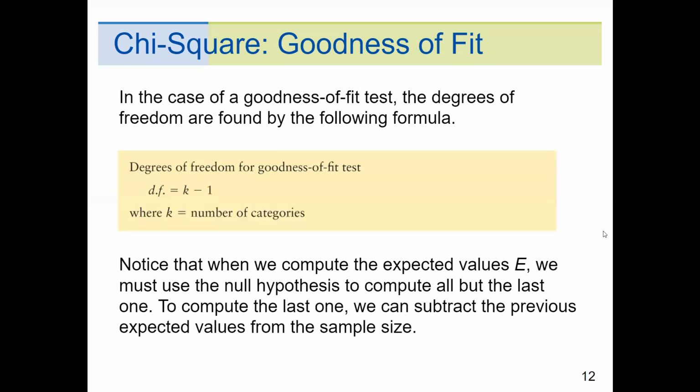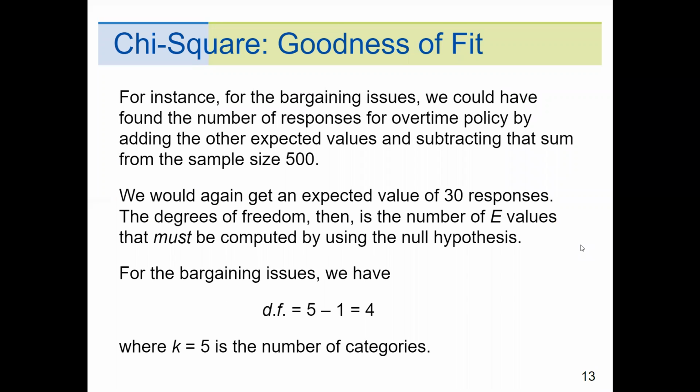Suppose that when we compute the expected values E, we must use the null hypothesis to compute all but the last one. To compute the last one, we can subtract the previous expected values from the sample size. For instance, for the bargaining issues, we could have found the number of responses for overtime policy by adding the other expected values and subtracting them from the sample size 500. We would again get an expected value of 30 responses. The degrees of freedom then is the number of expected values that must be computed by using the null hypothesis. For the bargaining issues, we have 4.